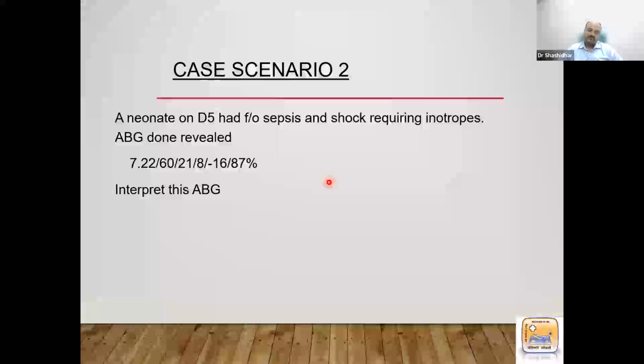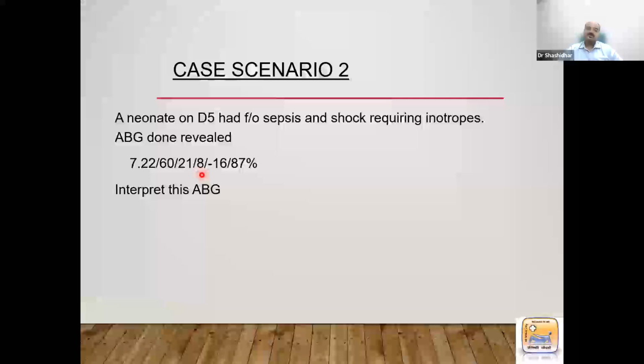Right? So first step is to see pH. The pH is 7.22. That is acidosis. Right? That is the first step. Second, can this acidosis be explained by PCO2? PCO2, as I said, was 21, which is low. It cannot explain. Okay. Bicarb of 8, can it explain? Yes, it can explain. So what is the primary disorder? It is metabolic. So you get metabolic acidosis so far.